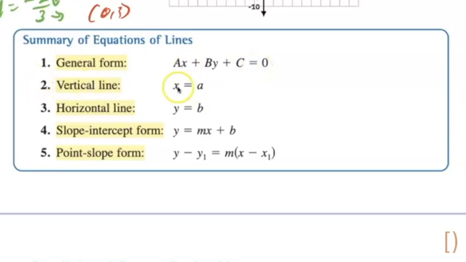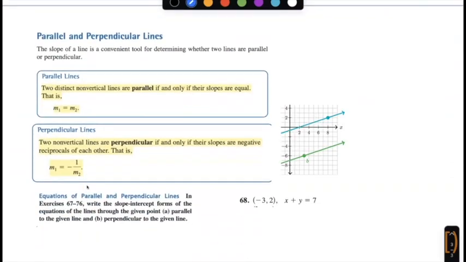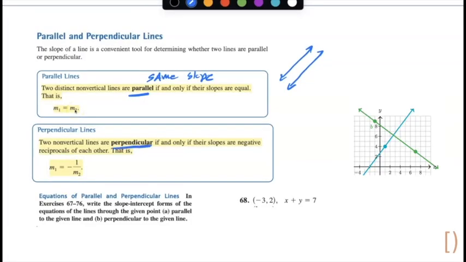We have vertical line, x equals. We talked about that earlier. Horizontal line, y equals. And then slope-intercept form and point slope form. Last main thing, parallel and perpendicular lines. Parallel lines are lines that have the same slope. They never cross. Something like this. They have the exact same slope. M1 equals M2. Perpendicular slopes are negative reciprocals. So you got to flip the slope and change the sign.